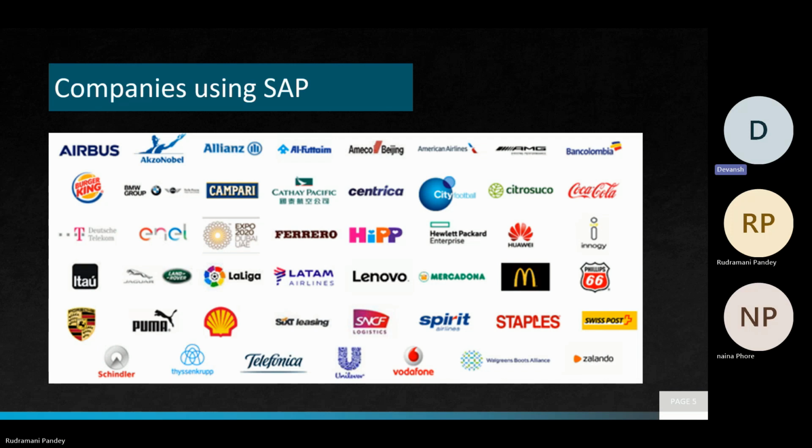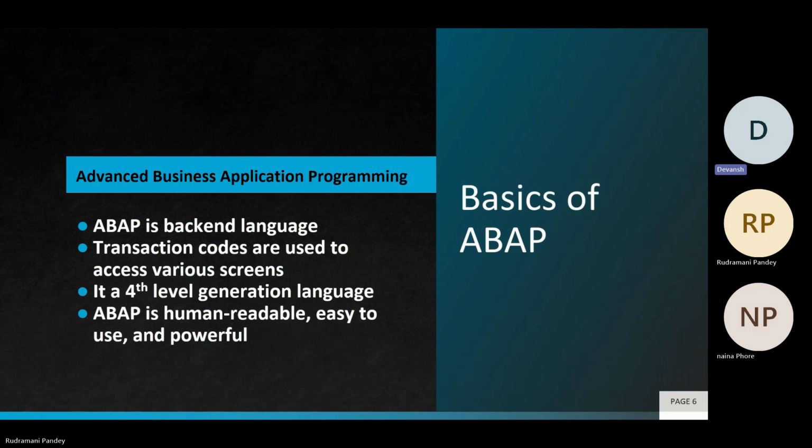It's not there, but Hindustan Unilever, Johnson and Johnson, Land Rover, Pune. So all of the big companies which you already know are part of the companies which are using SAP ERP as their solution. So this is SAP.